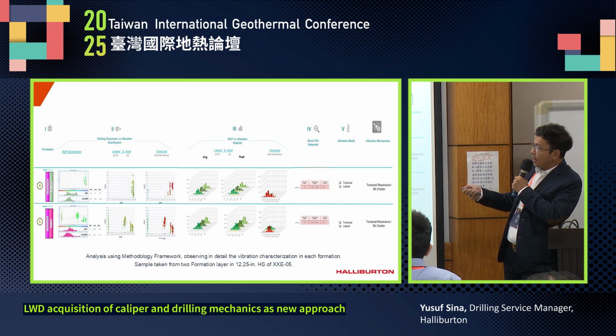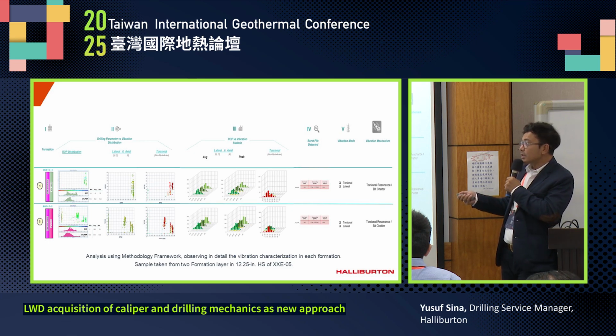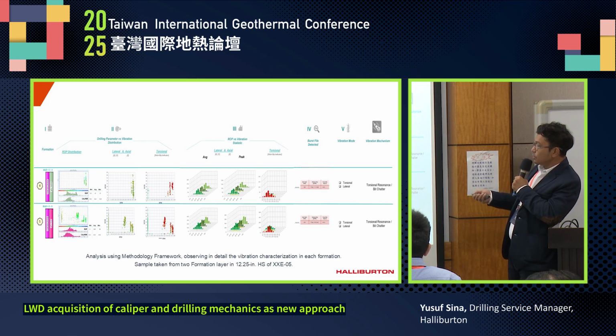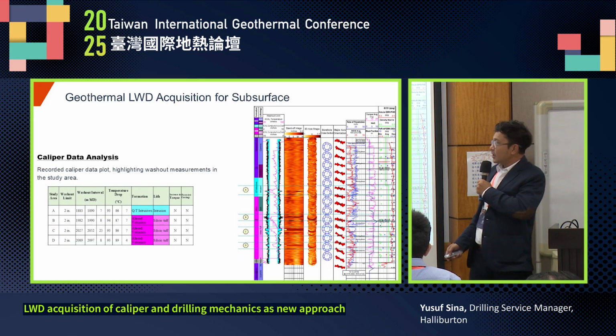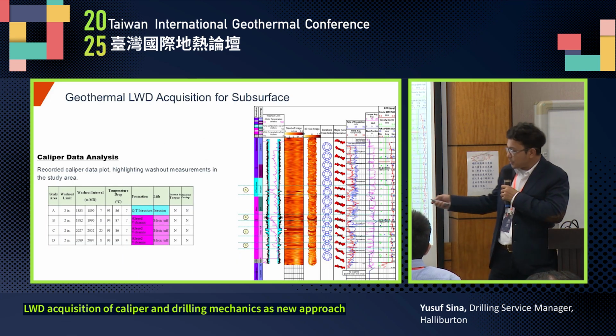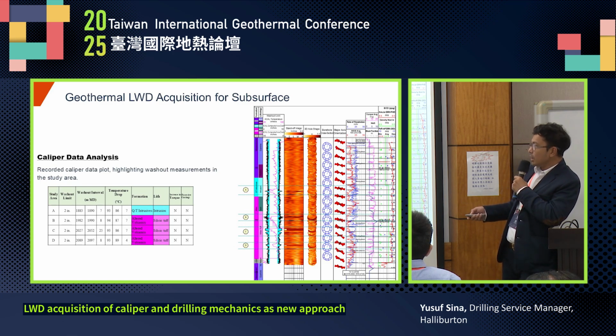If you can see, the average and peak are quite green, but the torsional is surprisingly red, right? So by this, we can conclude the type of vibration. Mainly in these two areas, we expect to have this torsional resonance or bit chatter. Okay, and then we also look into the caliper data analysis in terms of the subsurface.